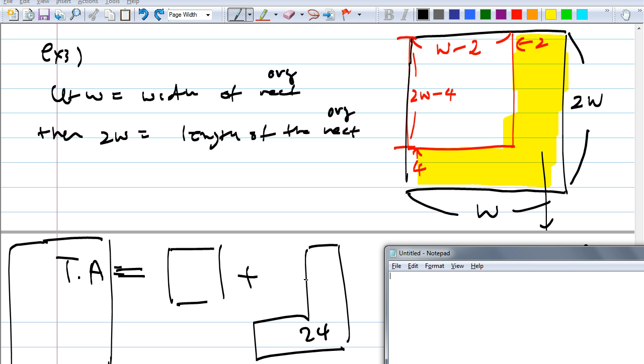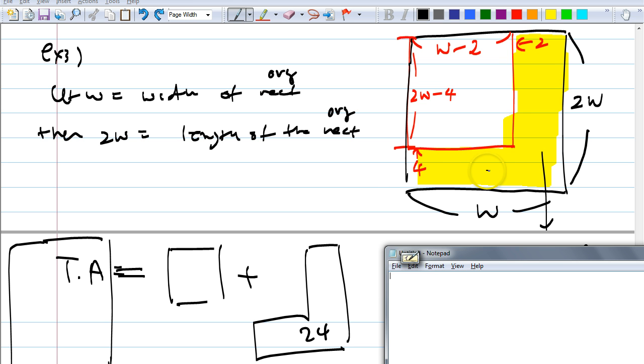2W times W is length times width, right? What about the smaller rectangle? Who can tell me what the area equals now? Eric, what's the area of the smaller rectangle? 2W minus 4 times W minus 2. Good. 2W minus 4 right here, right, times W minus 2. What about this reflection of that L shape? What's the area of that one?